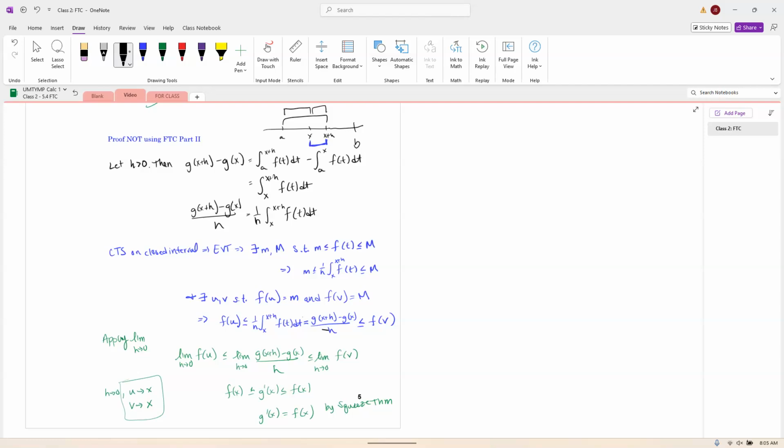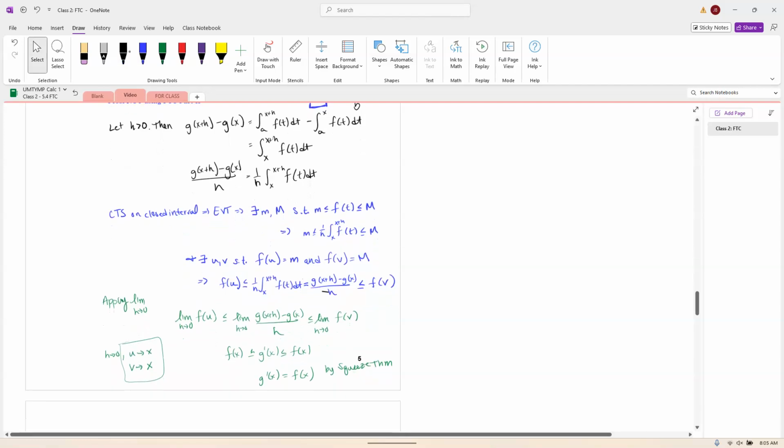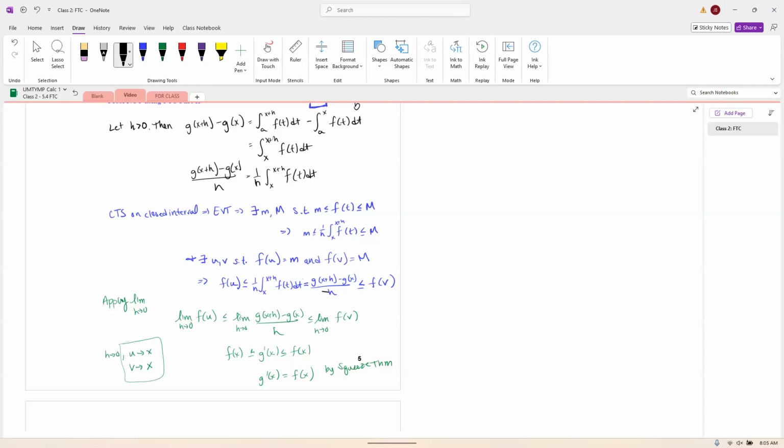Extreme value theorem. So the extreme value theorem says a function that's continuous on a closed interval attains its maximum and minimum values. So that's what this is saying. Minimum, maximum, respectively. Substitute all that stuff in. And then we're saying that there's a way to represent these minimum and maximum using the function. Apply a limit, and then by the squeeze theorem we get the result that we wanted.